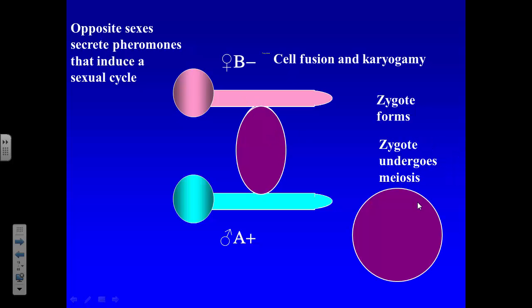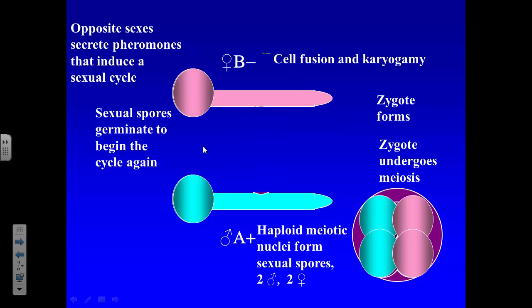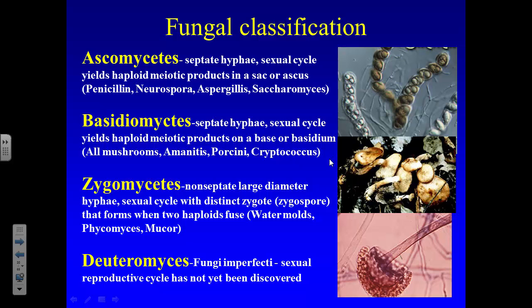So we have a classical meiosis. If you remember, you get meiosis 1 followed by meiosis 2, producing 4 cells, and 2 of them are the blue sex and 2 of them are the pink sex. When these germinate, we recapitulate the process again to produce more cells. Very simple sexual cycle, not unlike ours, except probably more haploid growth than we do, since half of us have no haploid growth phase.